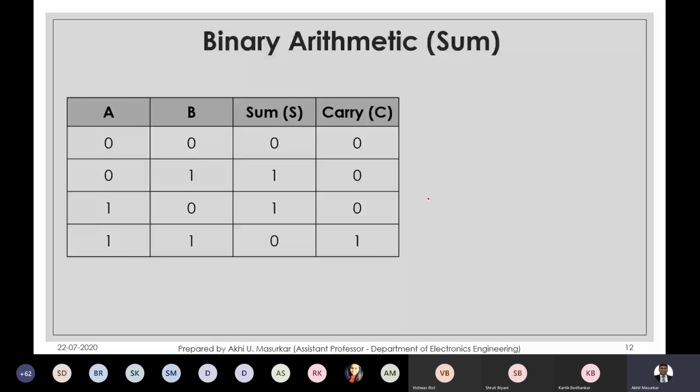So have you all copied this table? It's a very simple table. There are two inputs, A and B, and then sum and carry. So what is carry actually? Yes, Anushka, that is what I will explain. First, just copy down the table, then I will explain this.